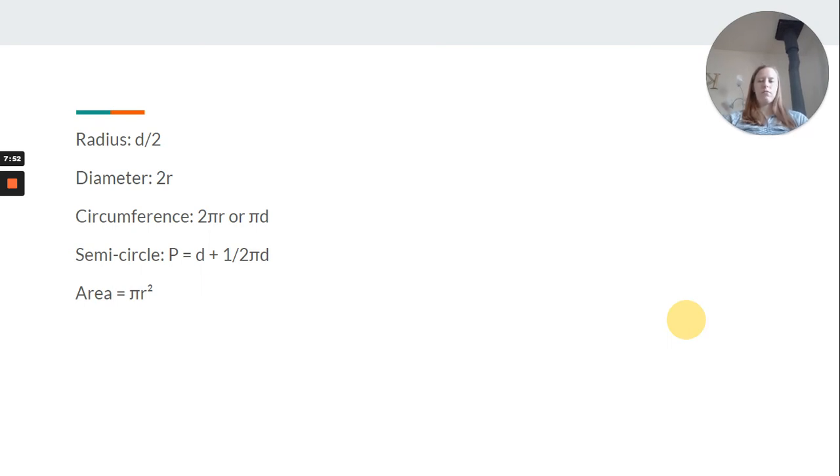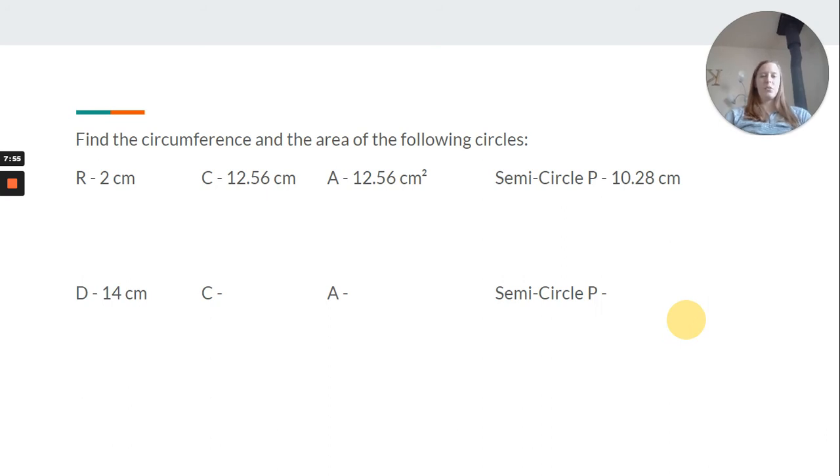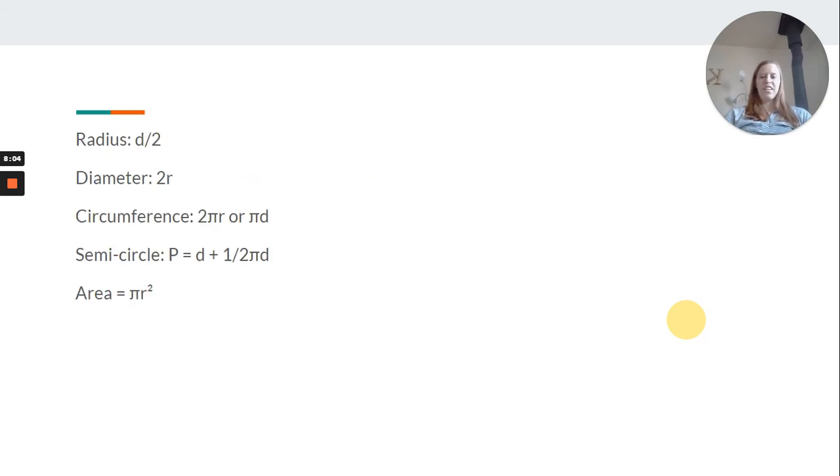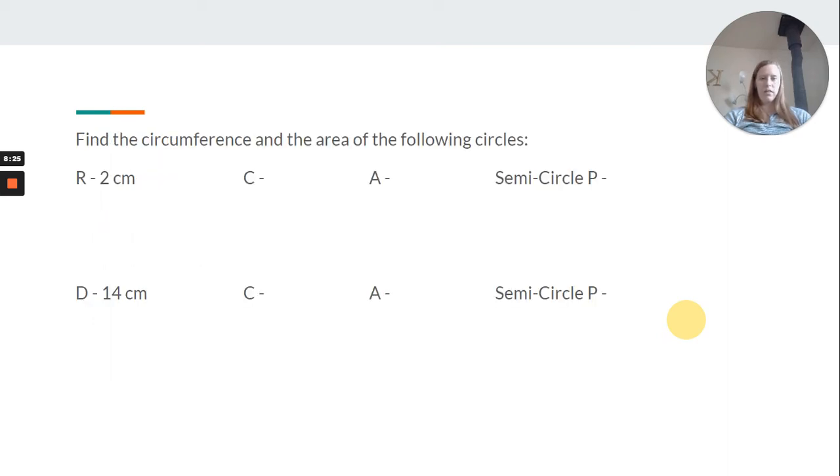So half, let's do, is 10.28. So you'd plug that into your calculator, or write it out on paper. Diameter is 4 times pi, so 3.14, which is 12.56, and then half of that is 6.28, and then plus the diameter again, so 4, is a semicircle perimeter of 10.28 centimeters.